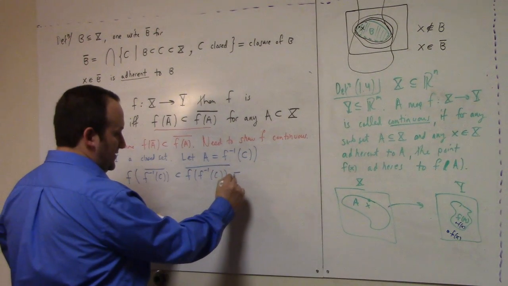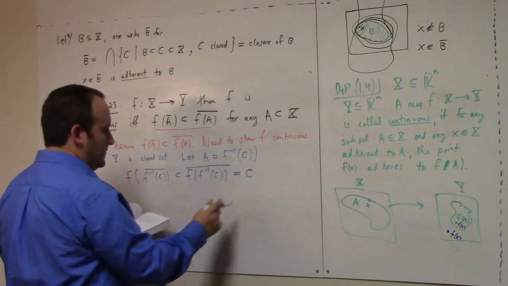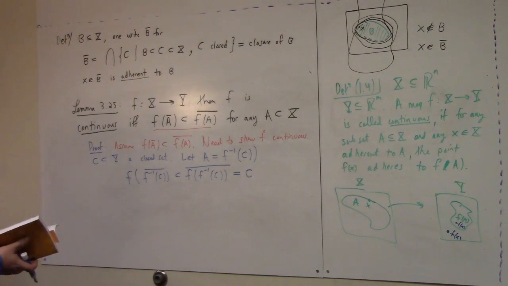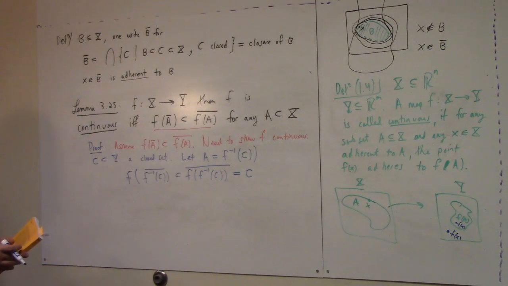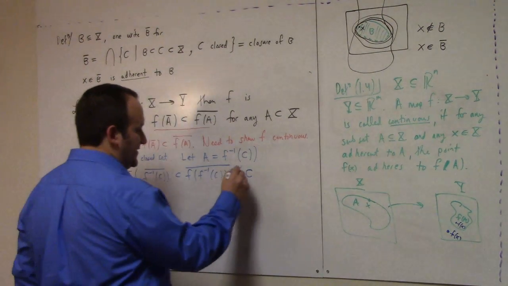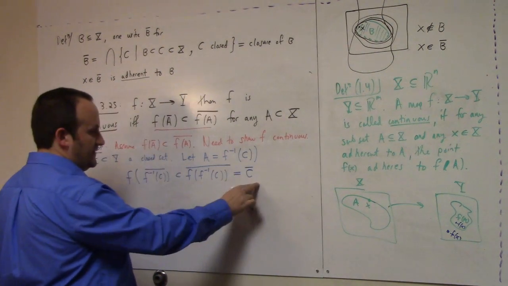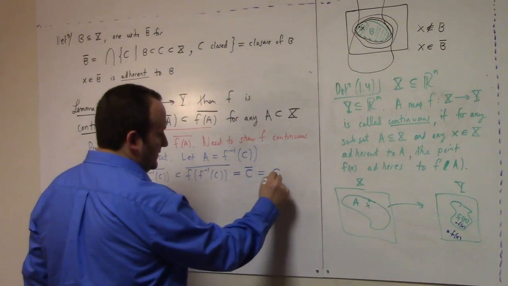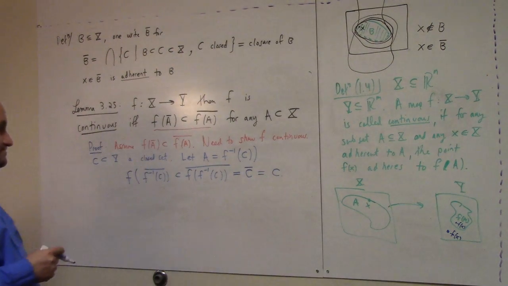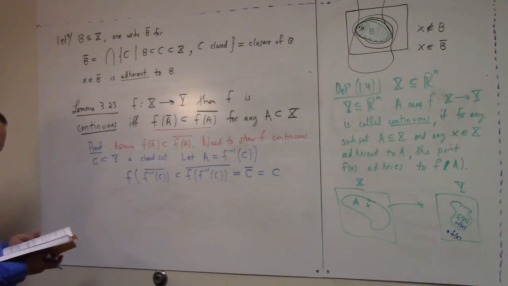So he says that this is just equal to C. Can you see why that's true? Oh, I'm sorry. Right, because f of f inverse of C is C, and the closure of a closed set is just C. Then he writes, yeah, I missed a step. He says that this is clearly C, and then that's equal to, just like you said, C. So what's that mean?